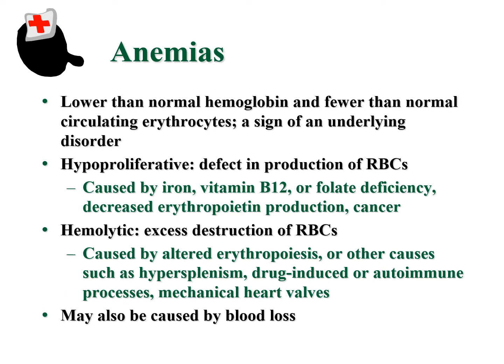Anemia is lower than normal hemoglobin and fewer than normal circulating erythrocytes, and that's a sign of an underlying disorder. And there are several different types of anemias. There's the hypoproliferative, which is a defect in the production of red blood cells. This can be caused by iron deficiency, vitamin B12 or folate deficiency, and also decreased erythropoietin production. Cancer can also cause production of red blood cells to be diminished.